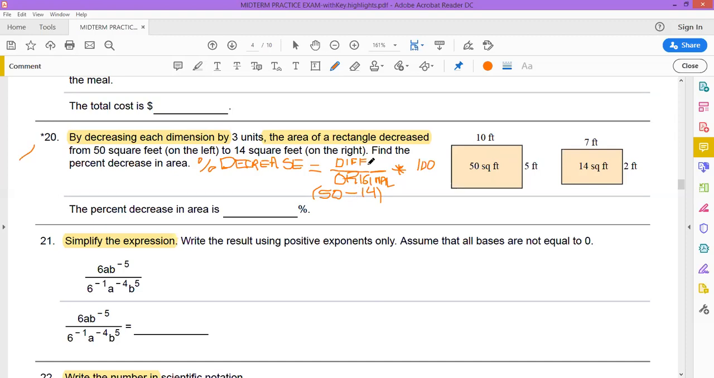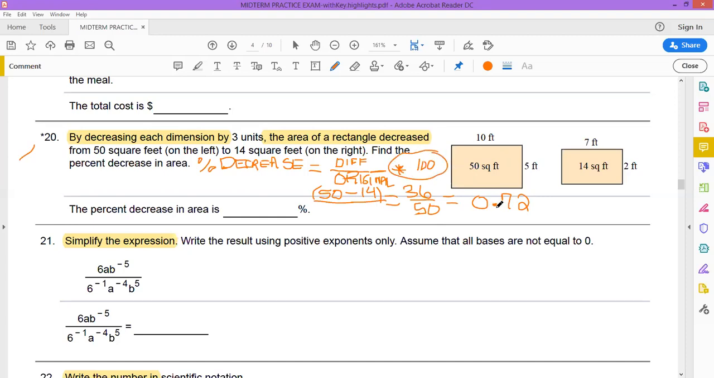So in the numerator, where the difference is, we have 36. Now we're dividing that number by the original amount. Our original amount is what we start with. In this case, it's 50. So you take your 36, divide that by 50 in order to get the decimal. And when you divide 36 by 50, you get 0.72. The next step is to multiply by 100.